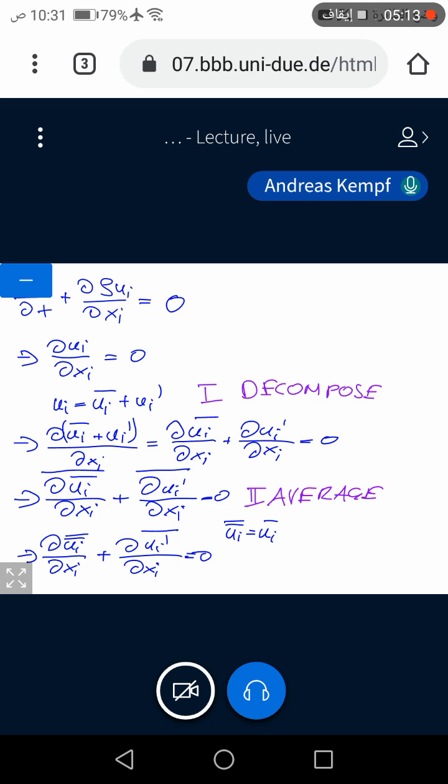Okay? So u_i bar bar equals u_i bar. u_i prime bar equals naught, right? Because u_i prime is the deviation from the mean value, and the mean deviation from the mean is naught. And we end up with this equation.